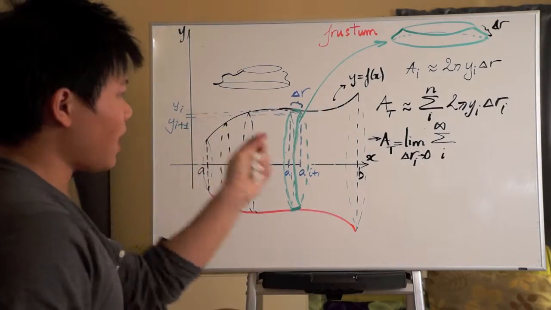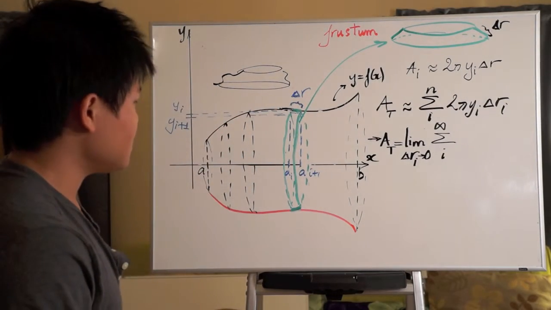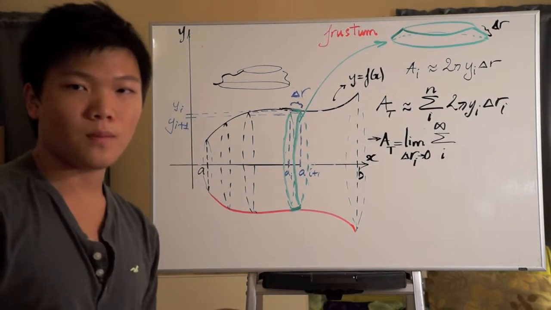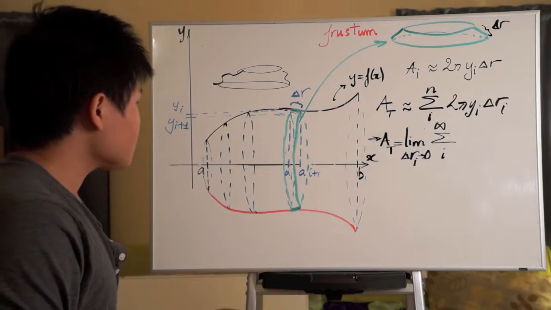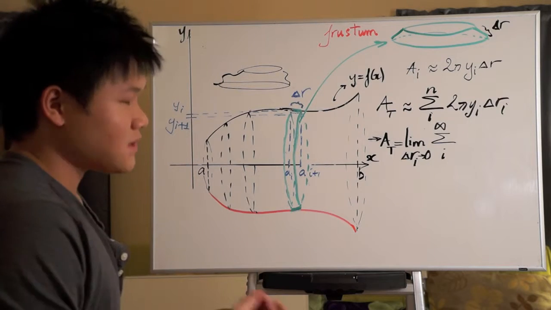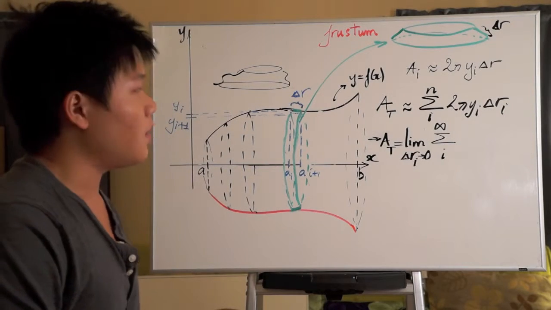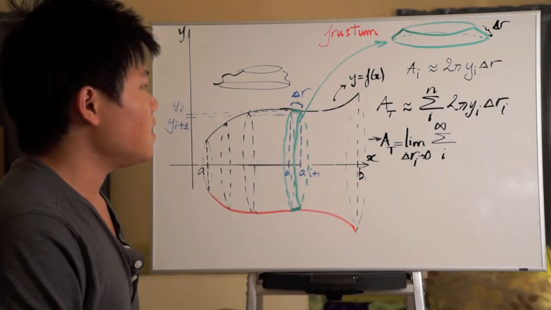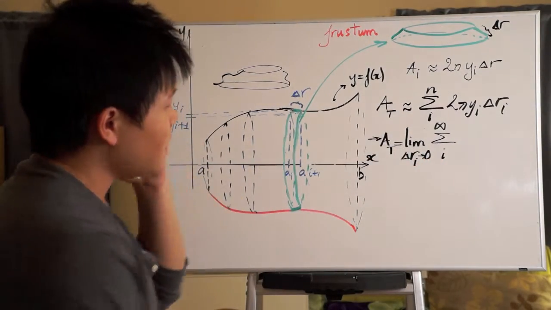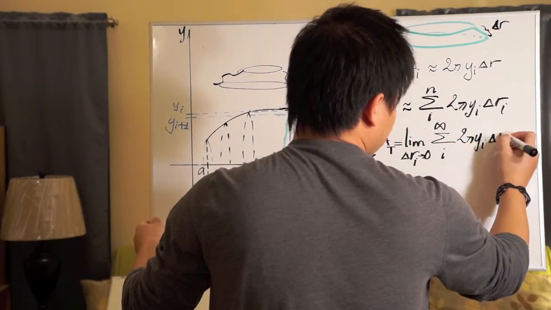The more n you get, the more strips you dissect the surface into, many thin strips, the more accurate the value of the surface area is going to be. But there's no such thing as the best value for n. Infinity is what we have in order to formalize the situation. So i goes from some value, let's say 1, to infinity, of 2 pi y sub i delta r sub i.